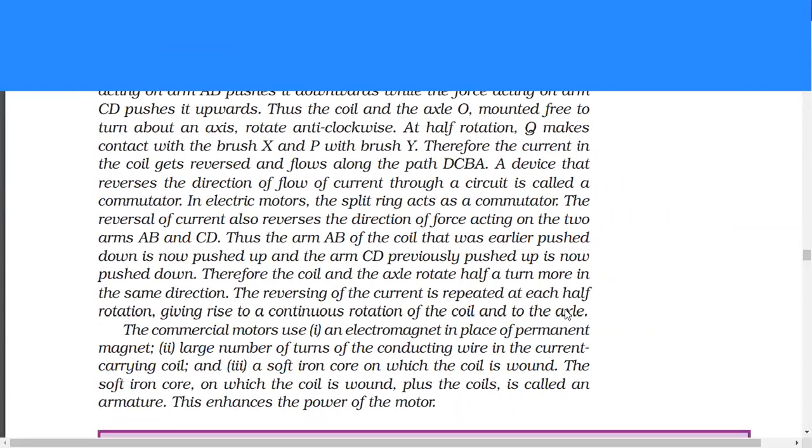Thus, the coil and the axle O, mounted free to turn about an axis, rotate anti-clockwise. At half rotation, Q makes contact with the brush X and P with brush Y. Therefore, the current in the coil gets reversed and flows along the path DCBA. A device that reverses the direction of flow of current through a circuit is called a commutator. In electric motors, the split ring acts as a commutator.